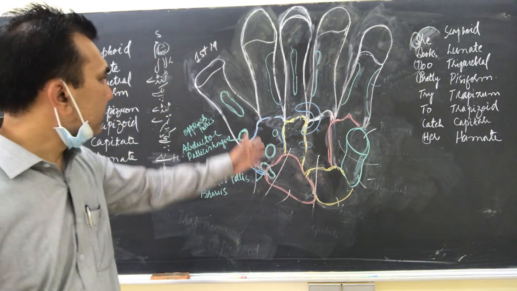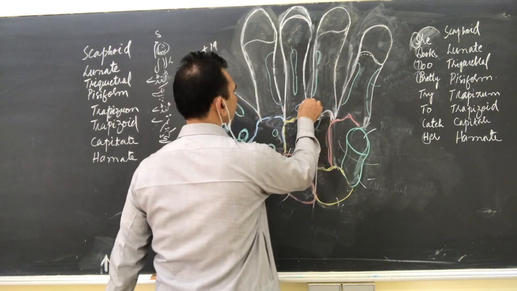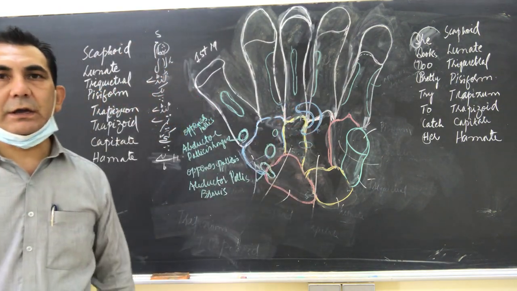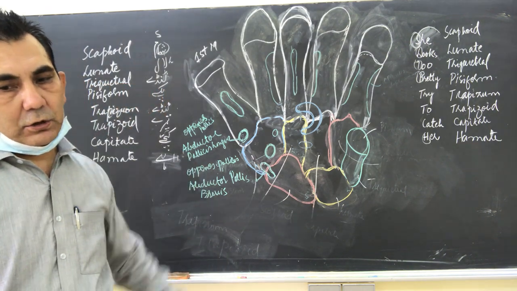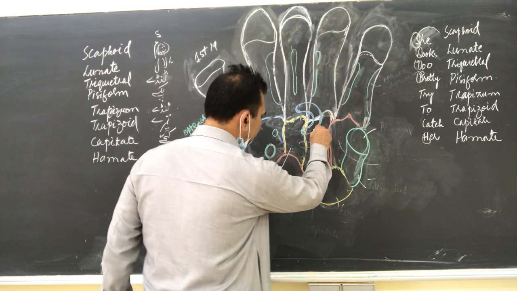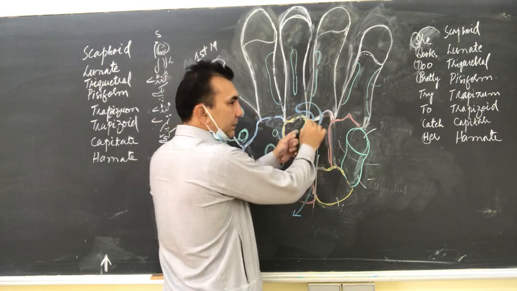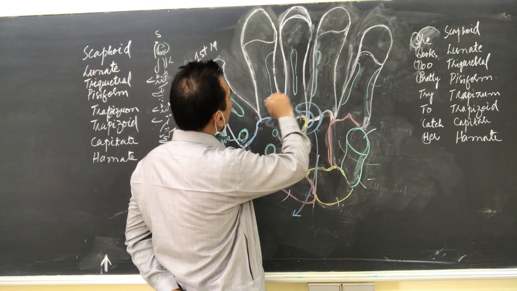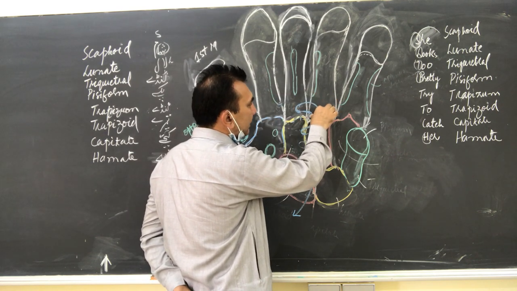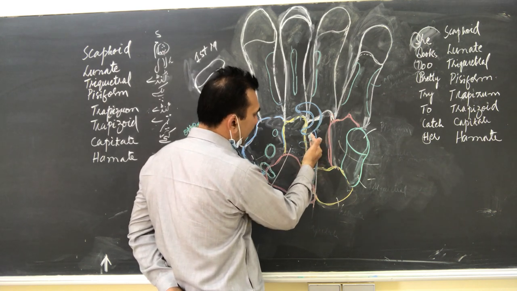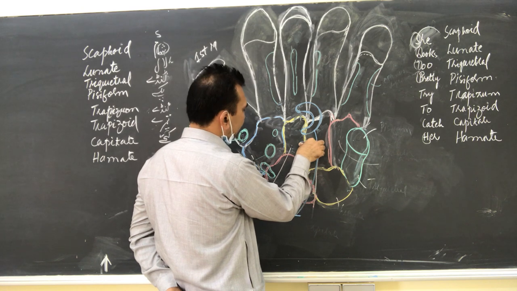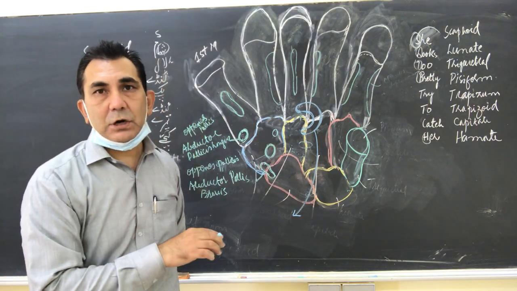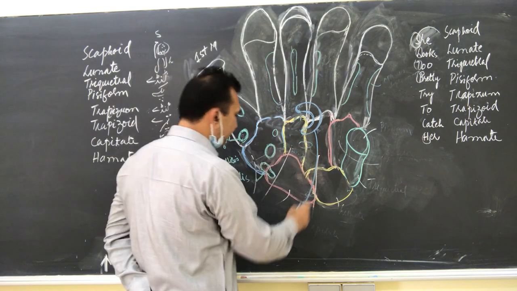Now we will see over here is a C shape. Now look over here, is an inverted C shape area. This C shape curve area is the attachment from the first, second, third, and fourth metacarpus, and this area is our attachment for the trapezoid and also for the capitate. The capitate bone area is covered by this C shape.